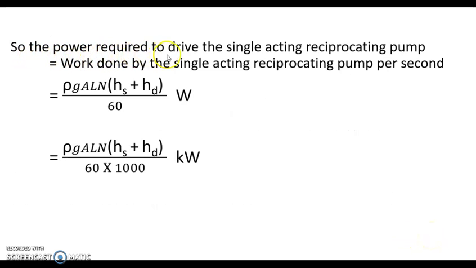So the power required to drive the single acting reciprocating pump is equal to work done by the pump per second, which is equal to rho g ALN multiplied by (HS plus HD) divided by 60 watts, which is equal to rho g ALN multiplied by (HS plus HD) divided by 60 into 1000 kilowatt.